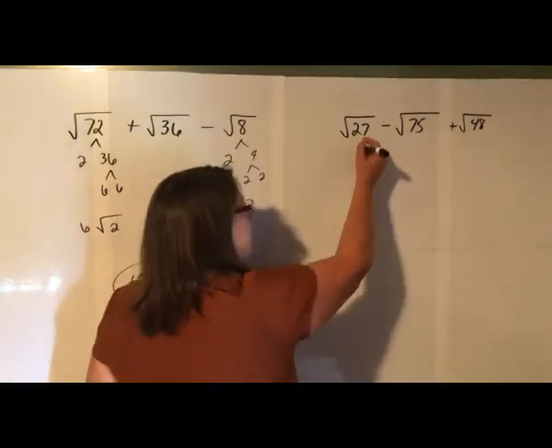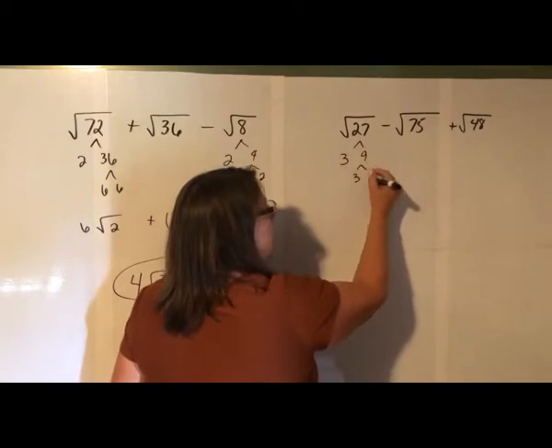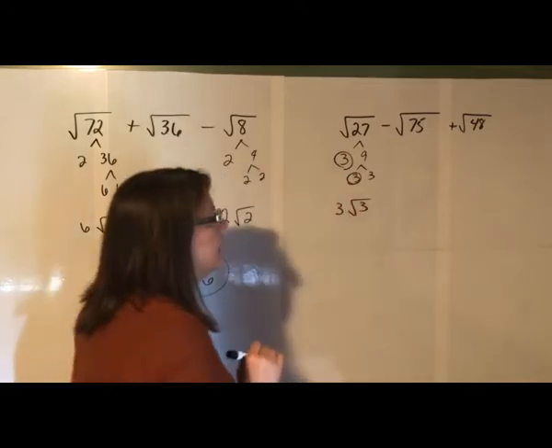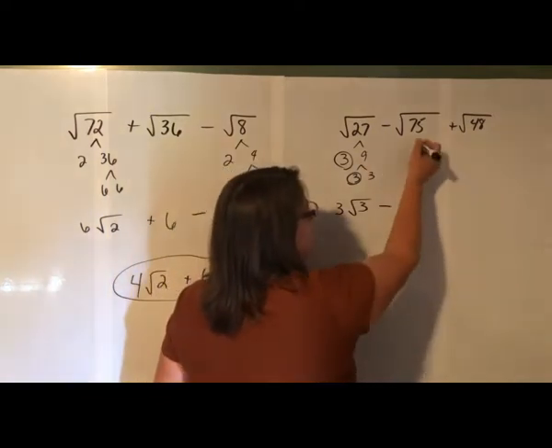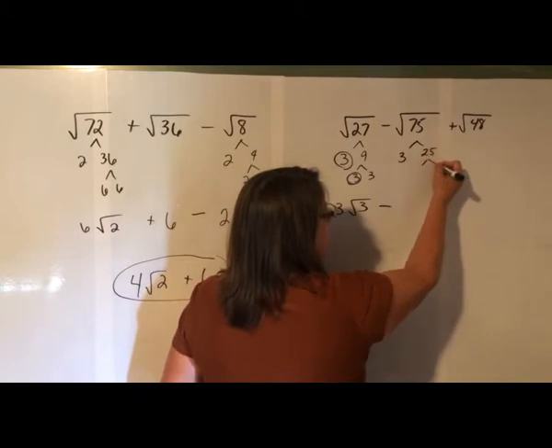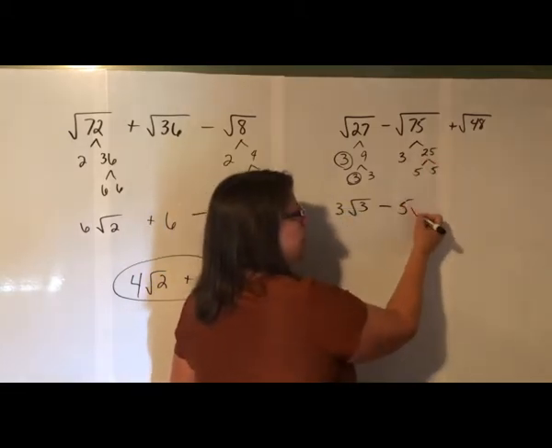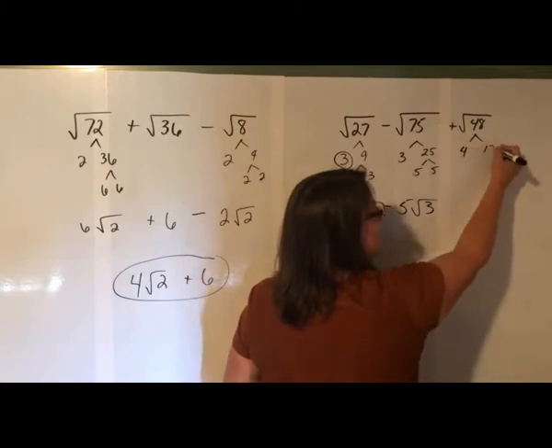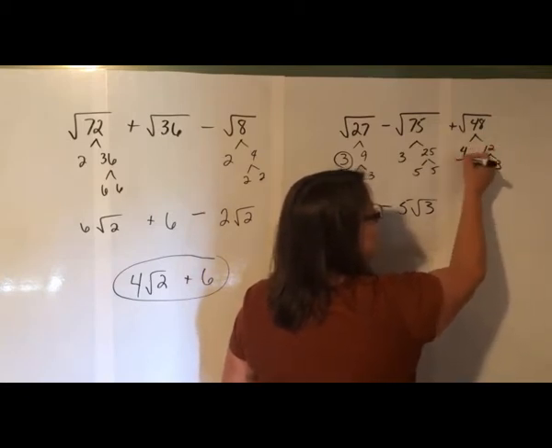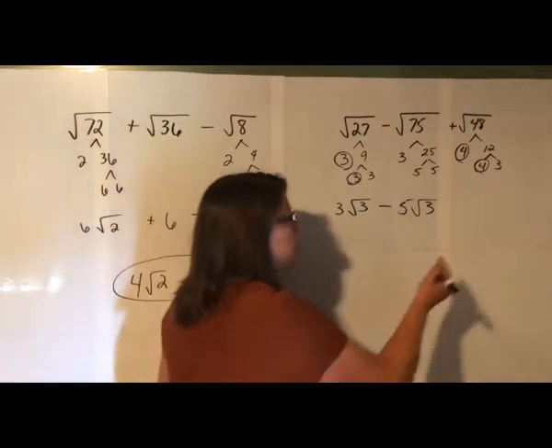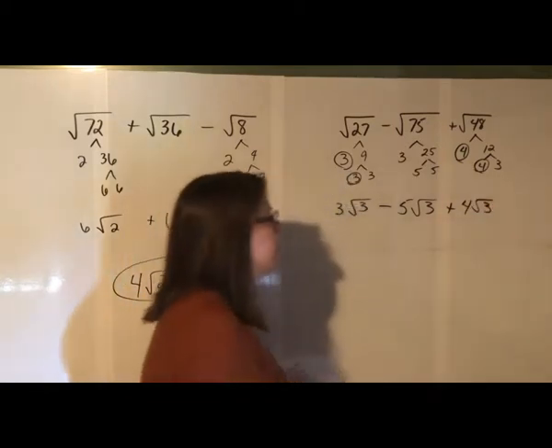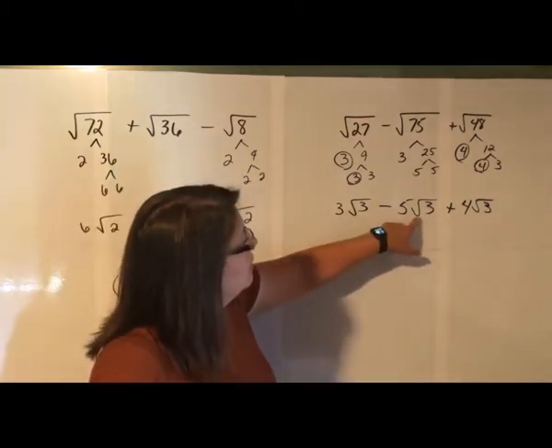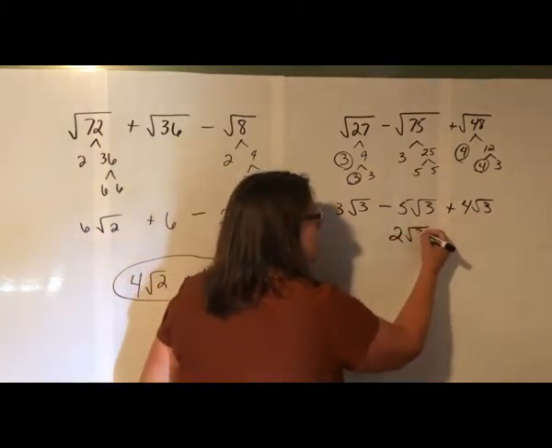Square root of 27, that is 3 times 9, and the 9 is 3 times 3. So I can bring out a 3. I've got the square root of 3 left inside. Minus 75 is 3 times 25. 25 is 5 and 5, so I can bring out the 5. That's 5 square root of 3. And then here, for 48, that's 4 and 12. And then 12 is 4 and 3. So look, I've got a 4. I don't have to break it down all the way. I can bring a 4 out. So that's plus 4 square root of 3. And look what we've got here. All 3 of them are like terms, so that's nice. 3 minus 5 is negative 2. Plus 4 is 2. So the answer to that is 2 square root of 3.